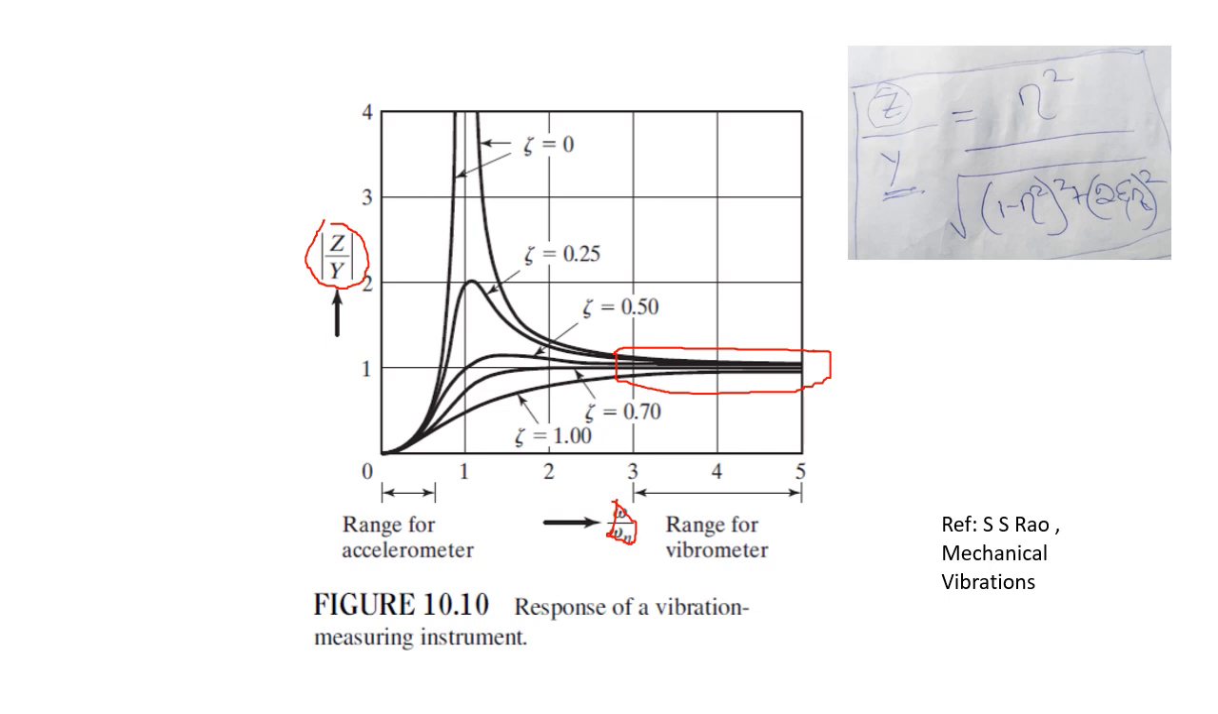What is omega n? Omega n is the natural frequency of the vibrometer. When will omega n have a lower value? Omega n is equal to root k by m. So if m is higher, the seismic mass is having a higher value, then omega n will come down. So if you have a higher seismic mass, then omega n will have a lower value, then omega by omega n will be greater than or equal to 3.